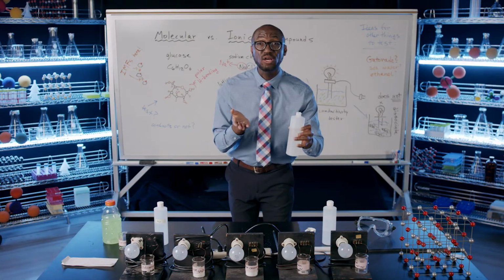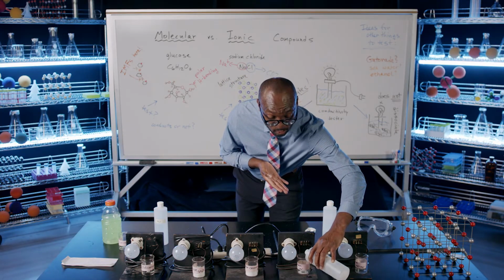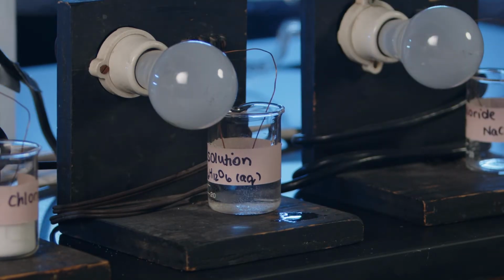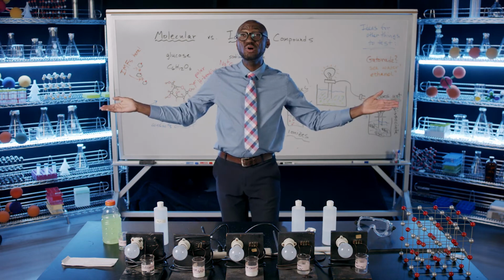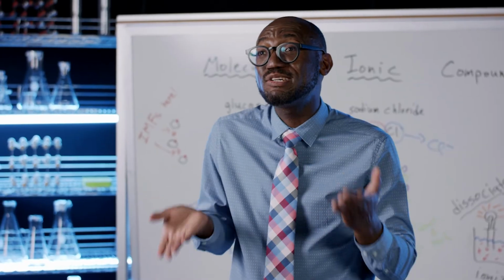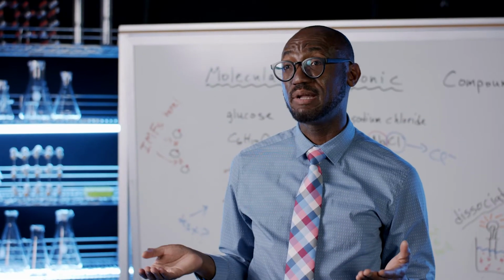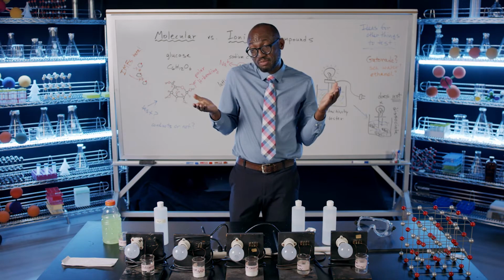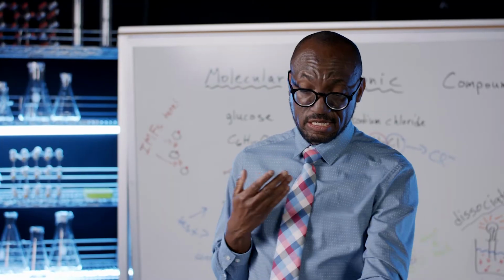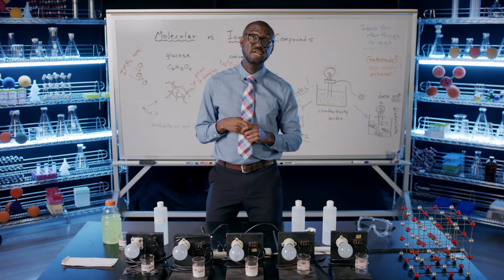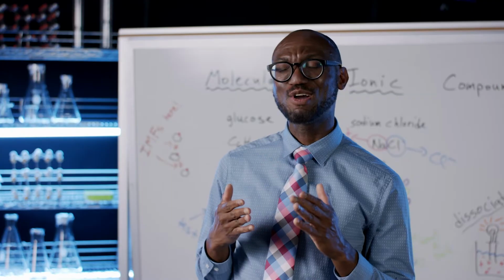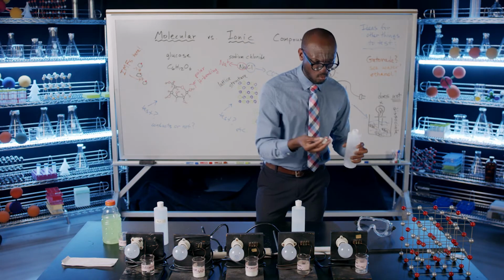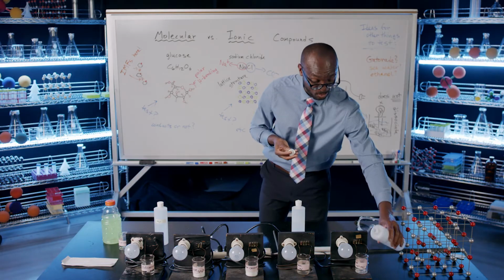Now, if I add water to the solid glucose, here we have a nice solution of glucose in water. Turn the light on, still no conductivity. The electric current still doesn't flow if the particles are neutral, like the molecules in C6H12O6. So in this case, the bulb doesn't light up. Substances like glucose do not conduct electricity in aqueous solution, and we have a name for them. We call them non-electrolytes.